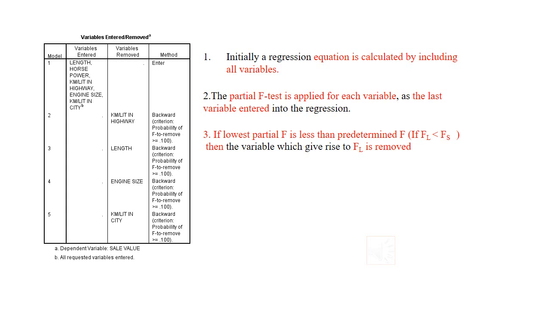Here when you examine the left side table, first in the model all variables have been included. In the second step, it deleted the kilometer per liter in the highway. Third, it deleted the length of the car. Fourth, it deleted the engine size, and lastly it deleted the kilometer in the city, and it selects the variable which is suitable according to the procedure. From this it has selected the horsepower, which is selected here.